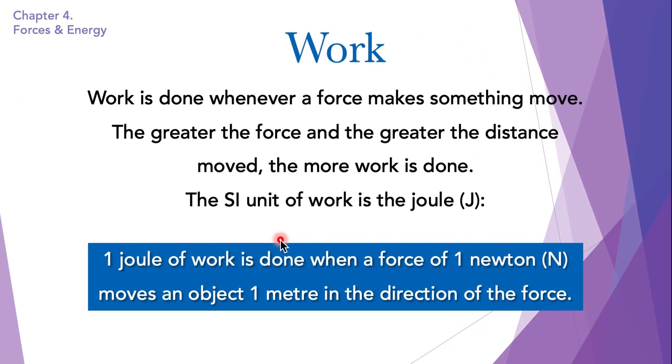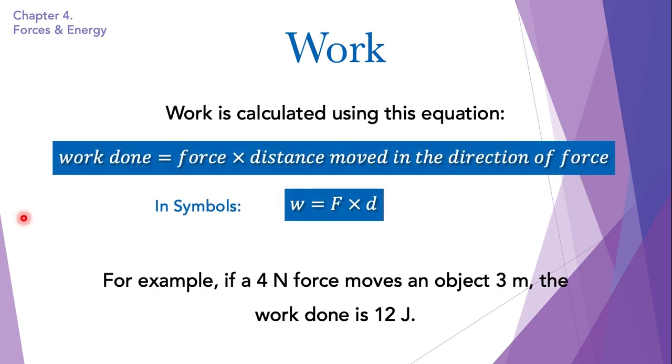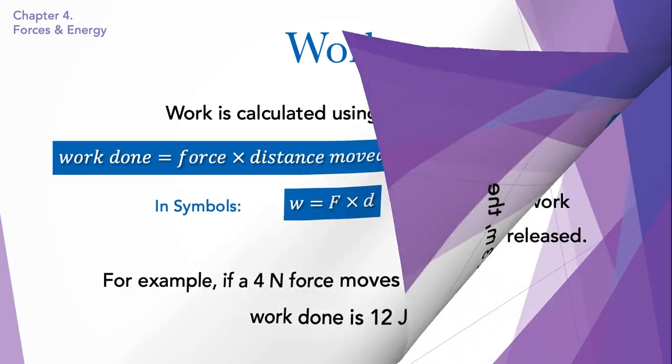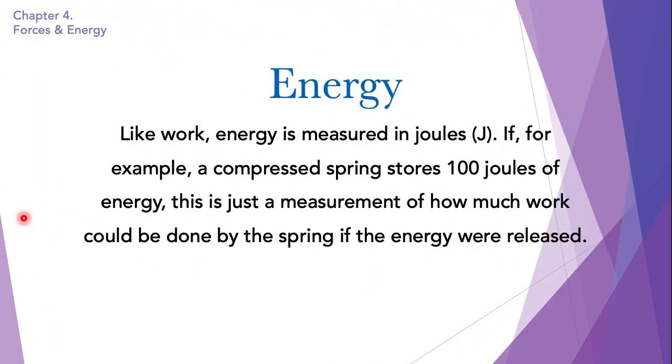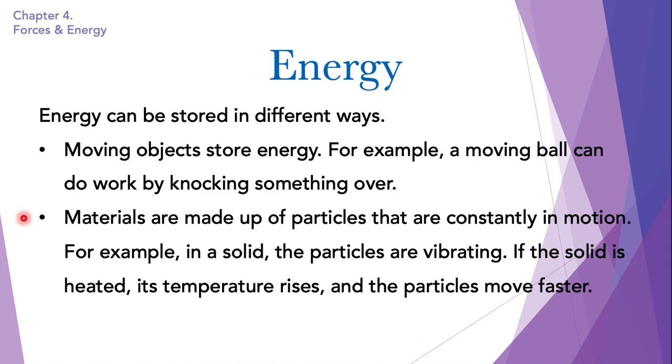First we learned work, the SI unit of work, how the joule is described. 1 joule of work is done when a force of 1 Newton moves an object 1 meter in the direction of the force. We learned the equation we use to measure work done. Then we understood energy, how we can measure energy, what is the SI unit of energy, how this energy can be stored in different ways.